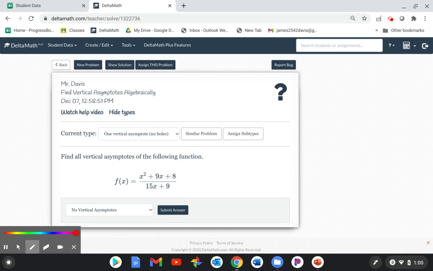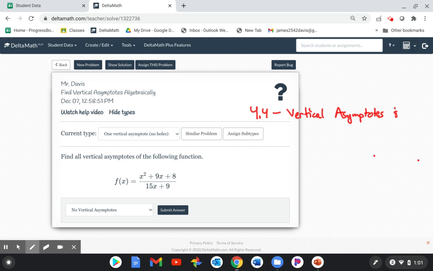Hey everyone, today we're going to be taking a look at section 4.4 in your textbook. We're going to be doing one aspect of it today, and specifically we're going to be finding the vertical asymptotes, and also the holes, call them just holes, of a rational function.